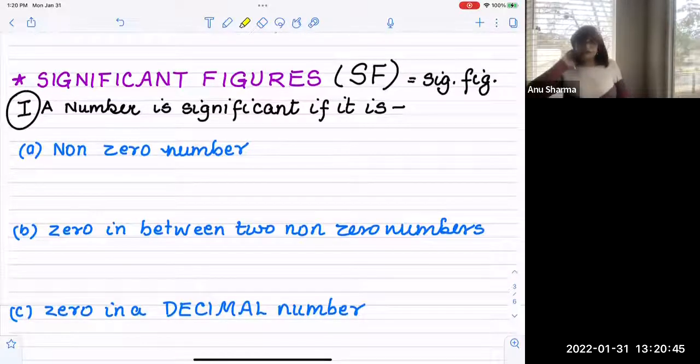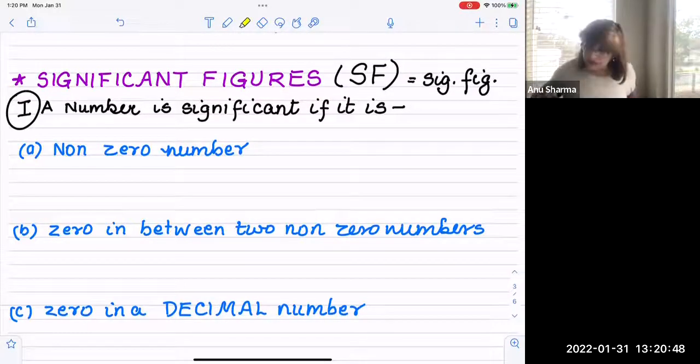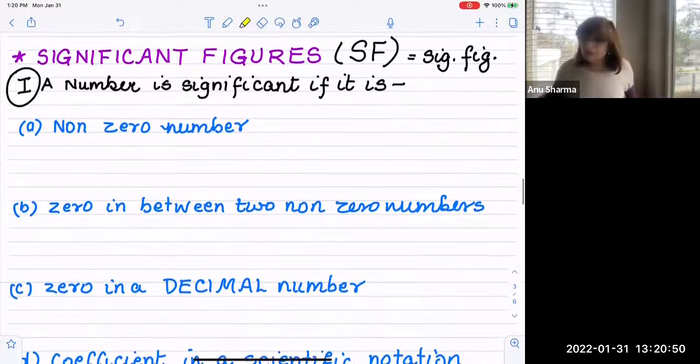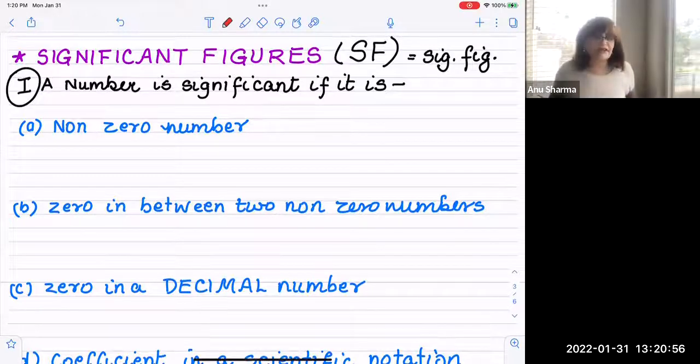Now, next we are going to look at significant figures. What are significant figures? Most commonly, we call these significant figures SF or sig figs, for short, okay? So there are 3 rules here. Significant figure means important. When you're making measurements, you have to deal with what is important and what is not.